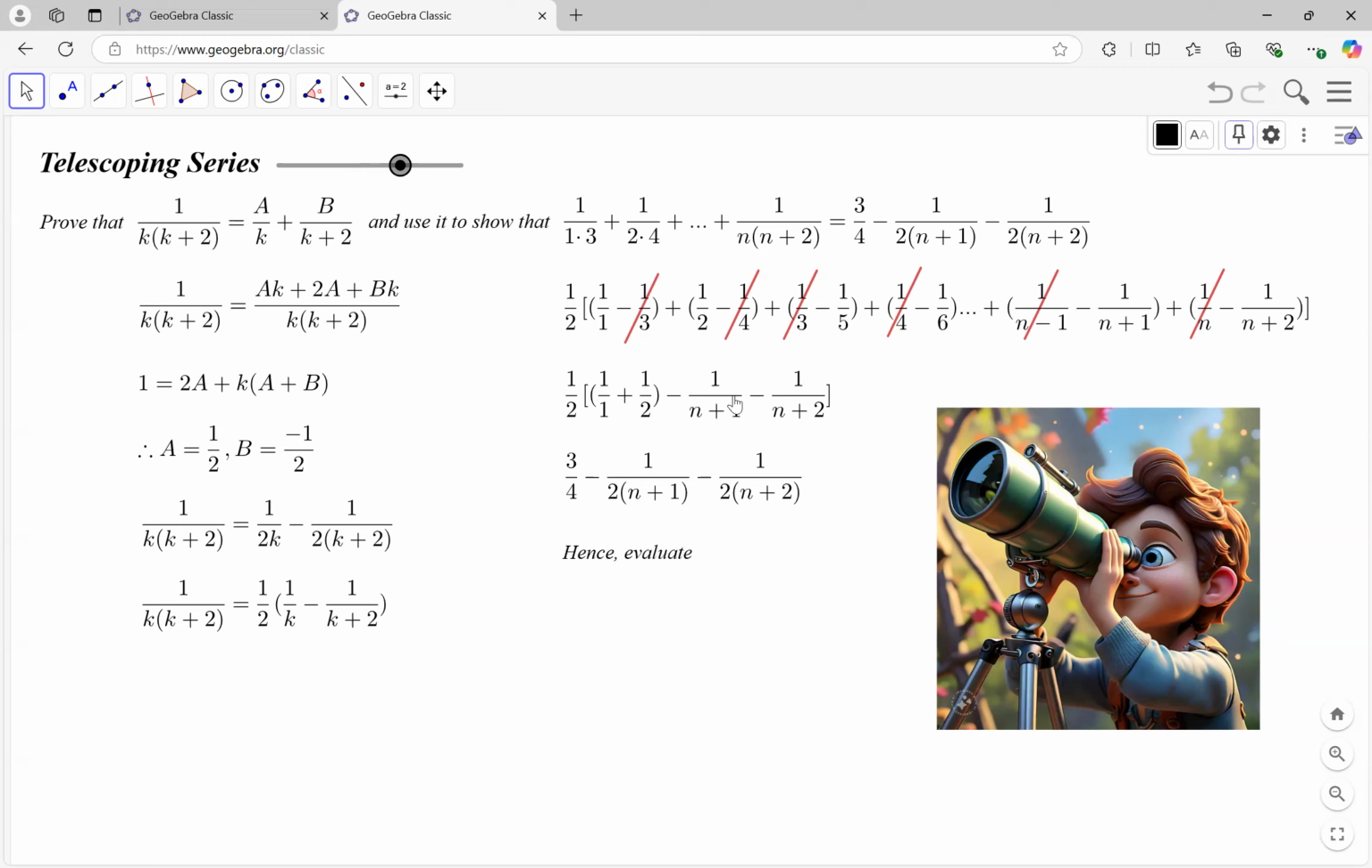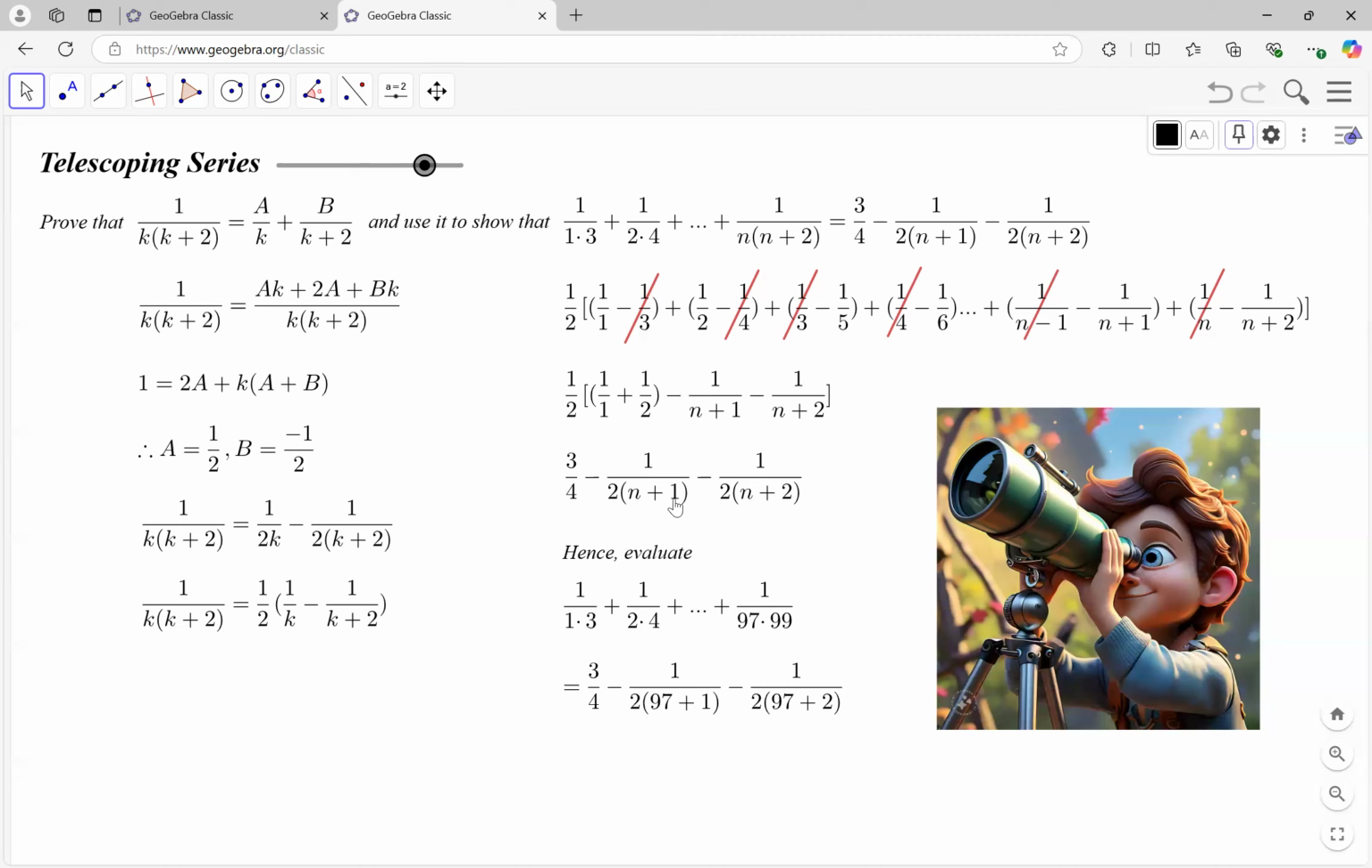Let's now use that to evaluate an example. What if we needed to evaluate 1 on 1 times 3 plus 1 on 2 times 4, all the way up to 1 on 97 by 99? We need to recognize that this is just an application of this rule where n is 97. I think you would agree. Basically we're just doing this all the way up to the 97th term. And so what we need to do is take this and substitute in 97.